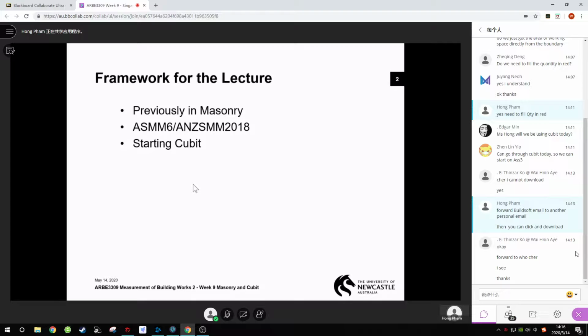Okay, so last week we talked about Qubit, Biosoft Qubit only. But the week before, in week 7, we discussed masonry. So now, for the first part of this lecture, we want to go back again to masonry.